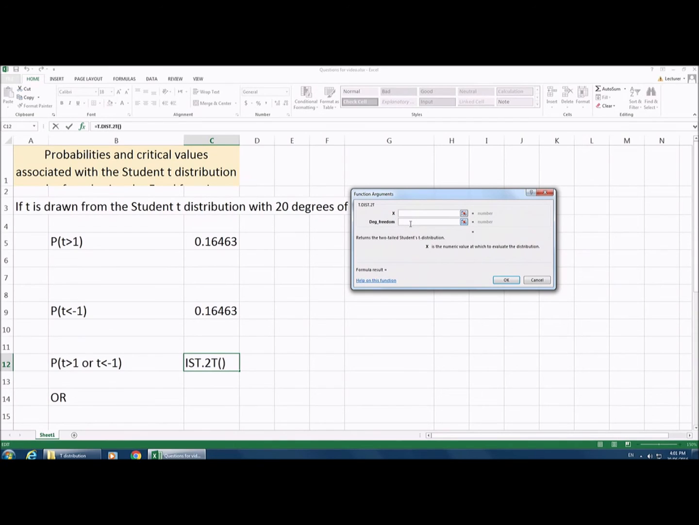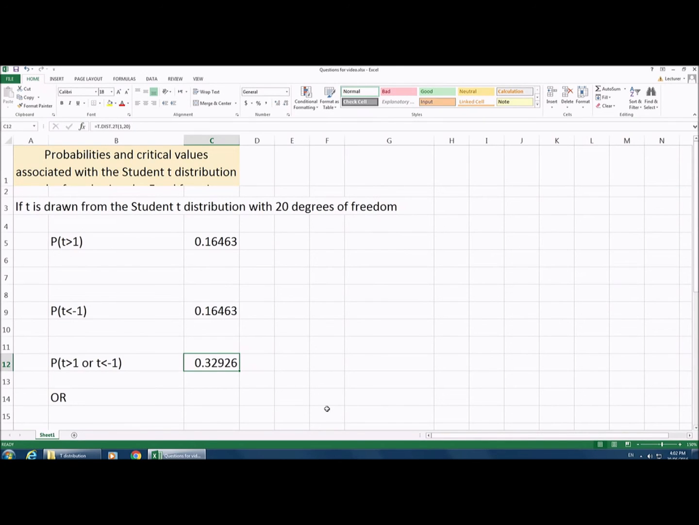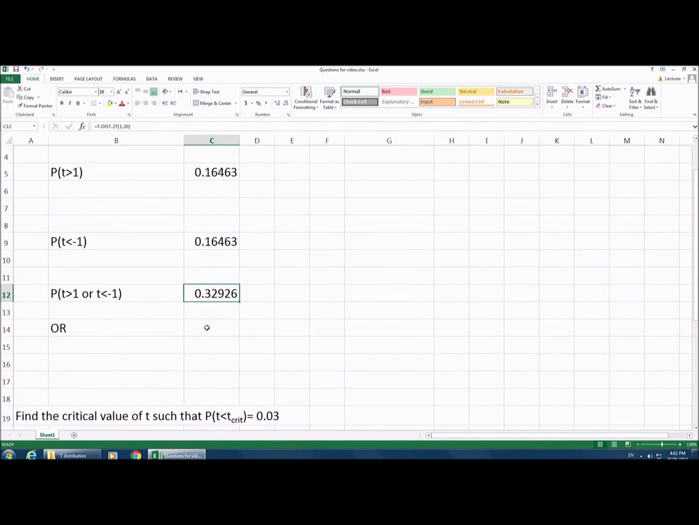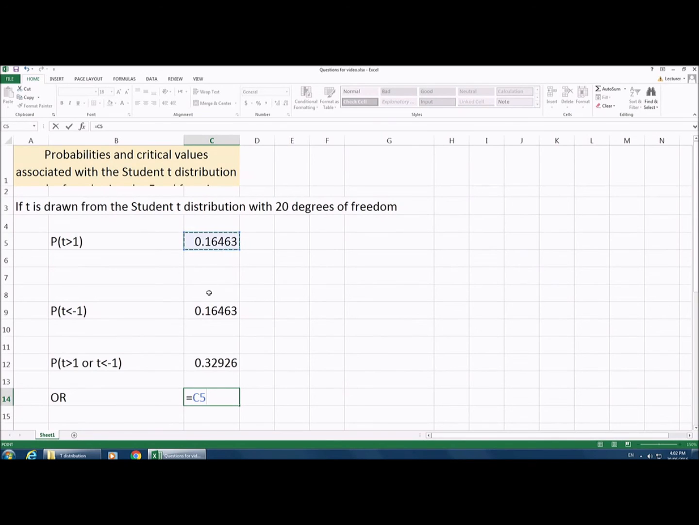So here we're looking for t greater than 1 or t less than -1. So we type in the positive value and we give our 20 degrees of freedom. What this has done is it's added up both the area of t above 1 and the area of t below -1. So we could have done this just by using our previous answers and adding them together, like so.